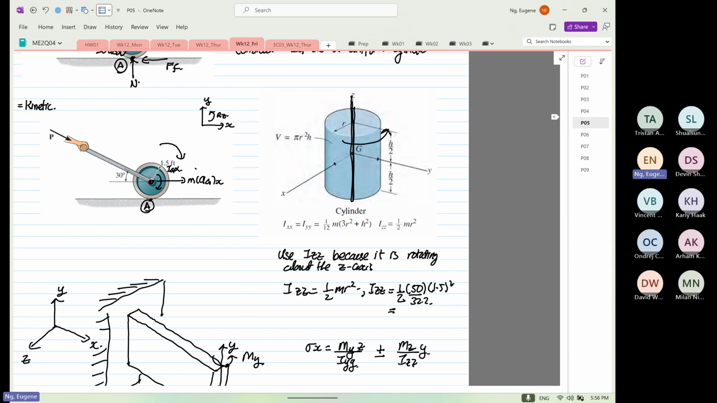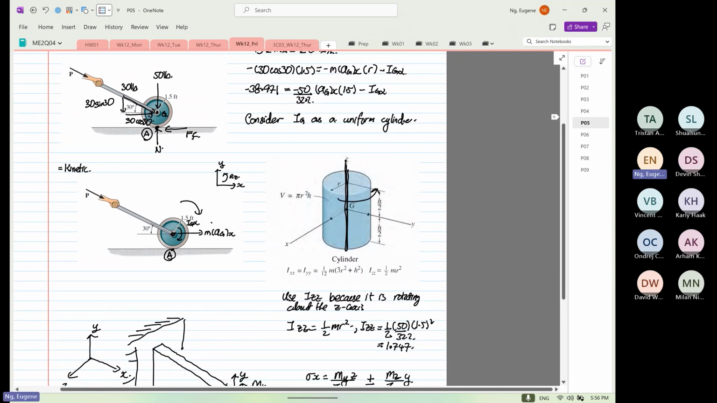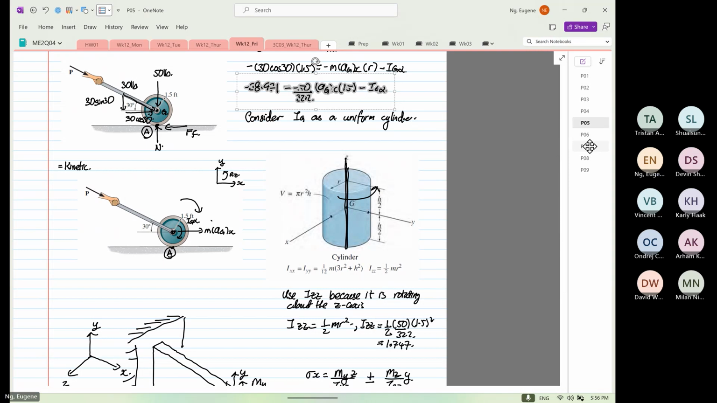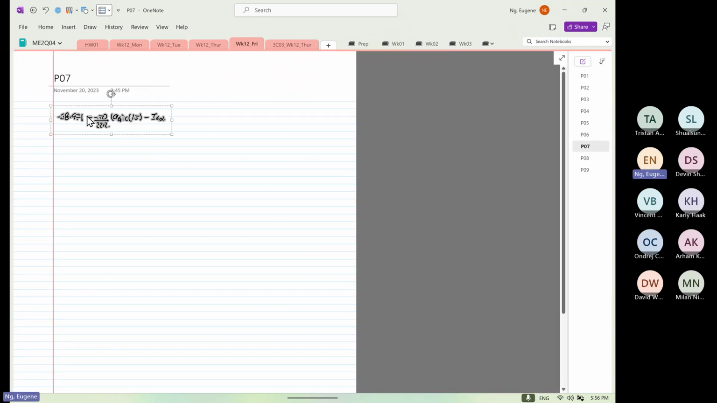So our IZZ will be equal to 1 over 2 times 50 divided by 32.2 times 1.5 times 1.5, which is equal to 1.747. Okay, it's equal to 1.747. So now we bring everything back here.